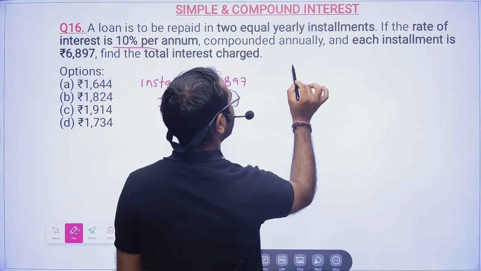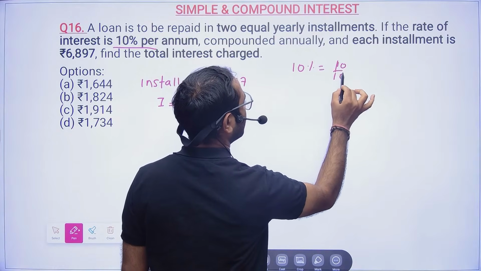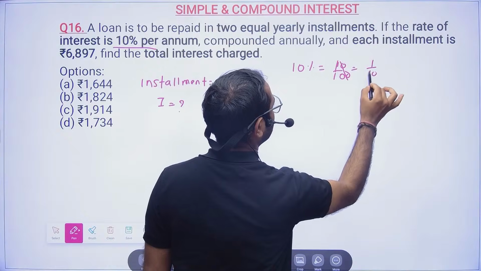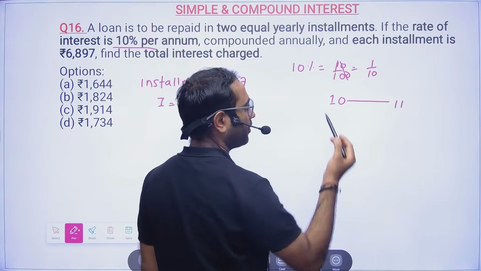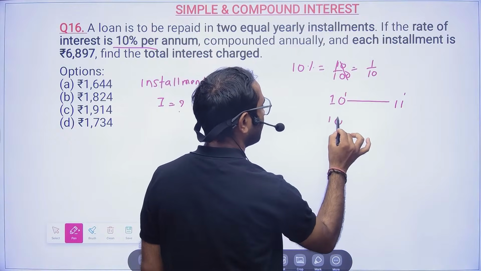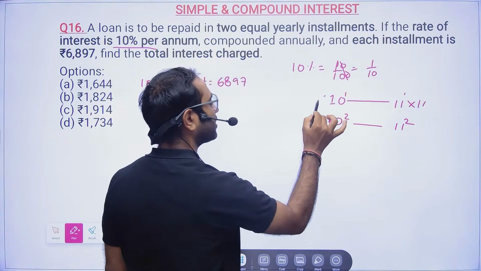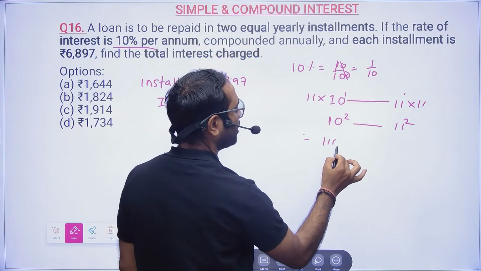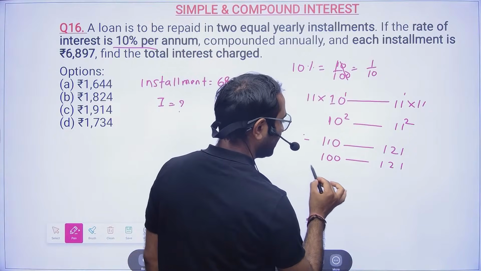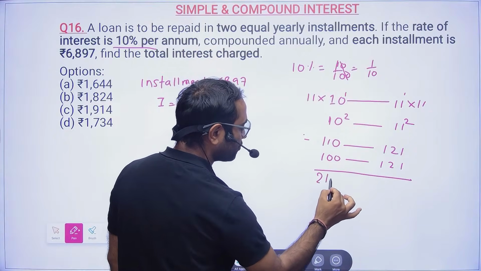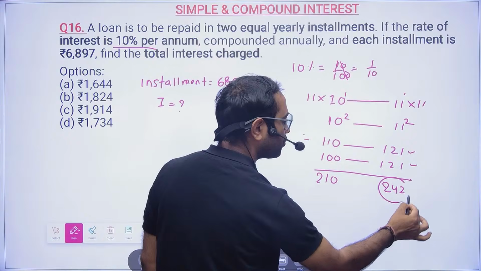Anyway, no problem. 10%, that is nothing but 10 by 100, which is 1 by 10. That means if 10 rupees is your principal, then 11 rupees will be your installment with 1 rupee interest. For 1 year it is this, for 2 years it is 10 square, 11 square. Installment has to be the same, so here we will multiply both sides by this. So this is 100 and this is 121. In the beginning I told you these are my principal, so 210. This is my total. Each installment, that means to the bank you are totally giving 242.